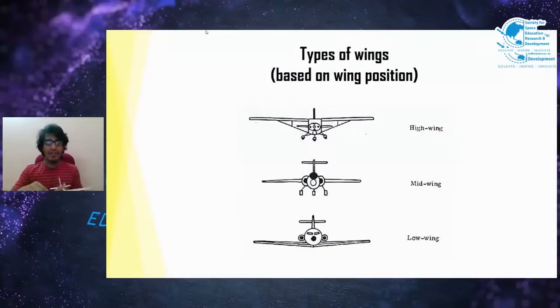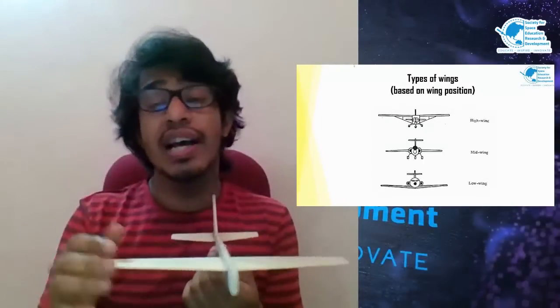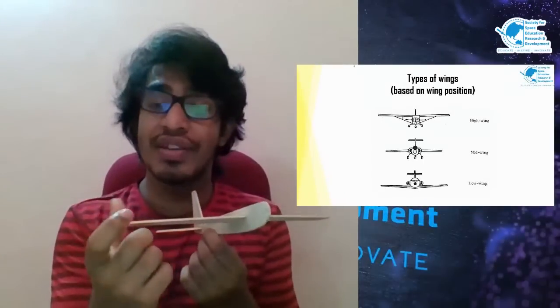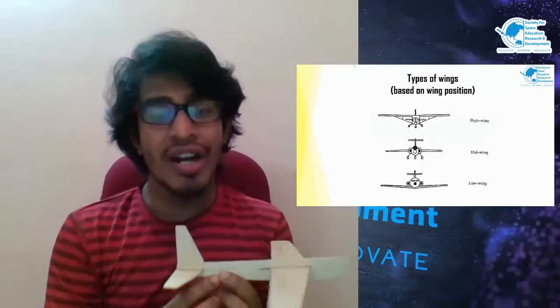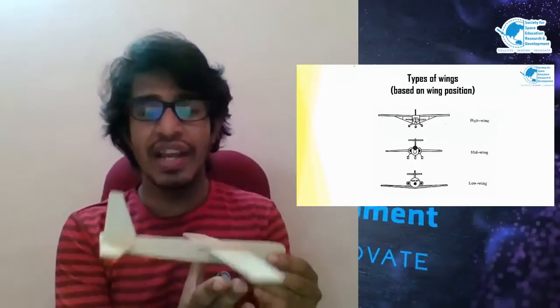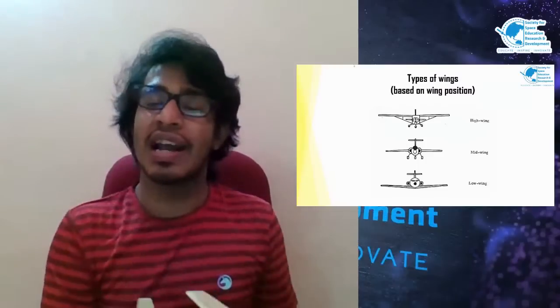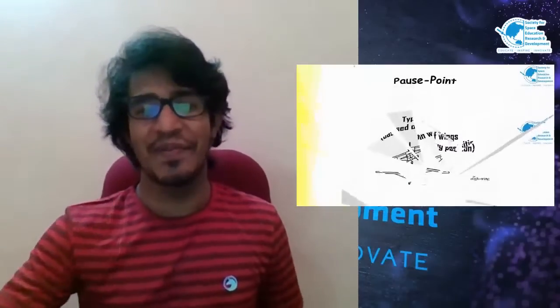Now, based on the location of the wing with respect to the body of the aircraft, there are three classifications again. If the wing is located above the fuselage of the aircraft, we call it high wing. If the wings are located in the middle region of the aircraft, we call it mid wing. And if the wings are located at the bottom of the aircraft, we call it low wing.